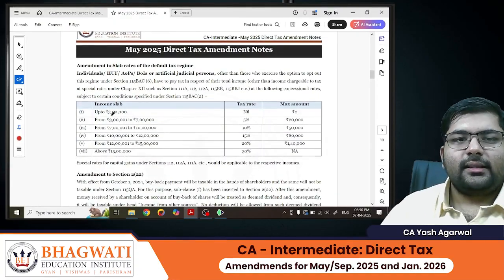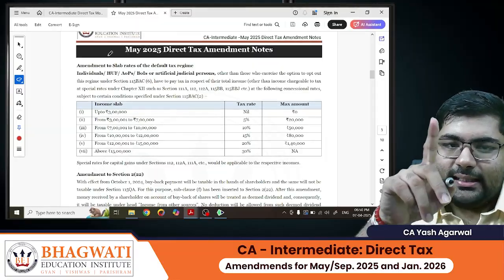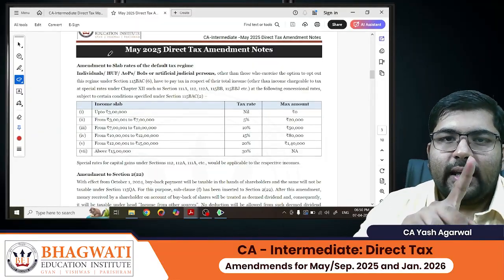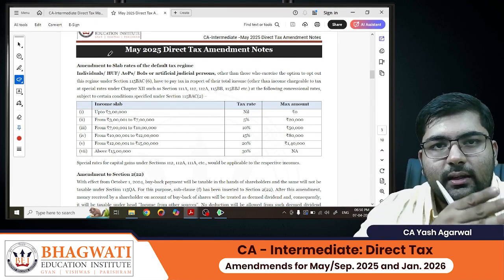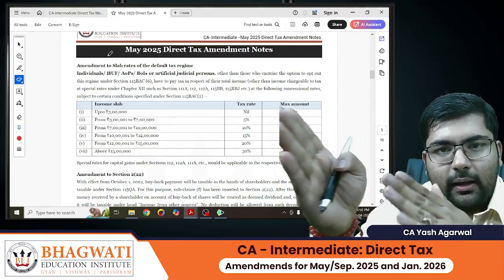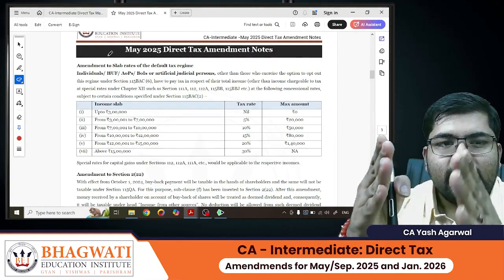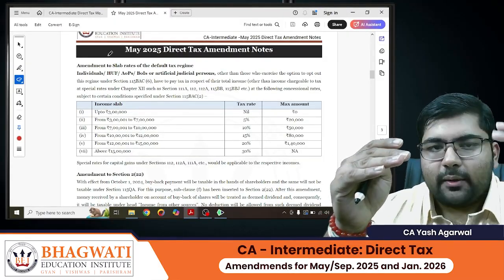The first one starts with the slab rates. Of course, the slab rates in the new regime have undergone a change. See, the slab rates under the old regime remain the same for resident individual or HUF below 60 years, for resident senior citizen 60 or above up to and below 80 years, or a super senior citizen 80 years and above. Whatever slab rates you've studied under the old regime remain the same.